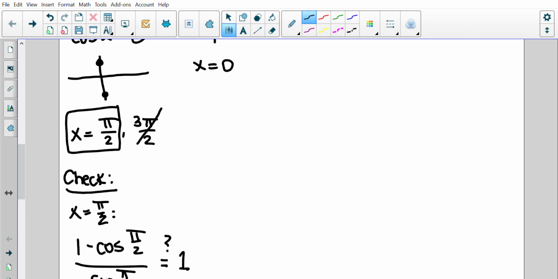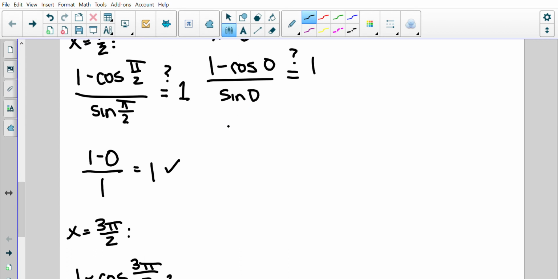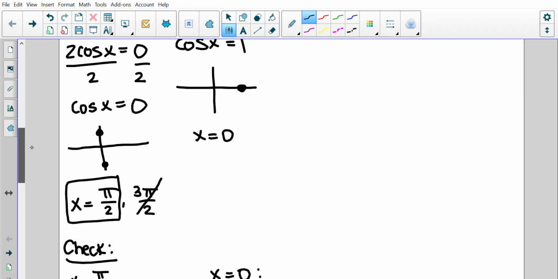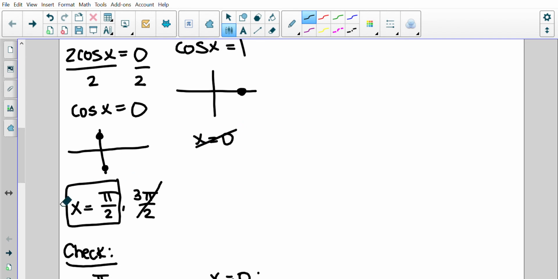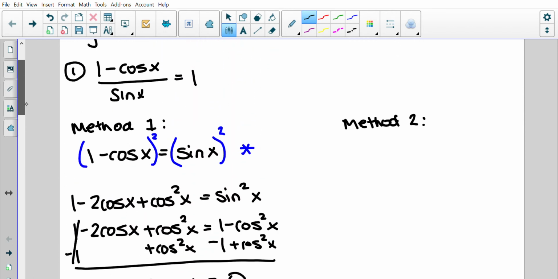Okay? We're also going to check when x equals 0. Okay, and again, we want to see if this is 1. Well, if I get 0, I get 1 minus cosine of 0. Well, that's 1. Sine of 0 is 0. This is already undefined, so no, that doesn't work. So this is also an extraneous solution. So just x equals pi over 2 is our answer there. So that's definitely one way you could have chosen to do the problem.